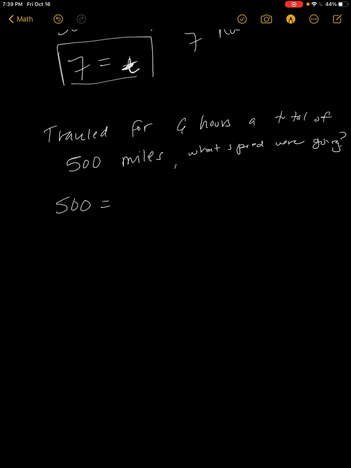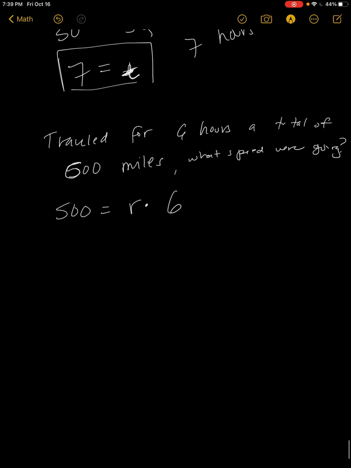Okay, so this time we know the distance. I don't know my rate, right? That's my speed. I don't know my rate yet, but I do know I was traveling for 6 hours. So how fast was I going? Let's change this to 600. It's 600, sorry. Because then that's going to be really easy.